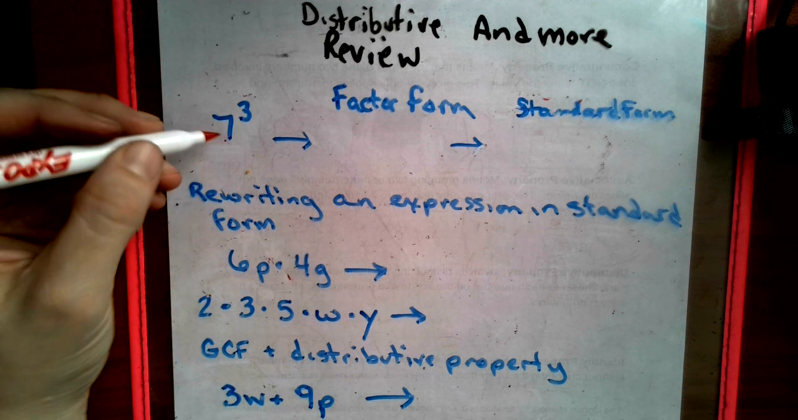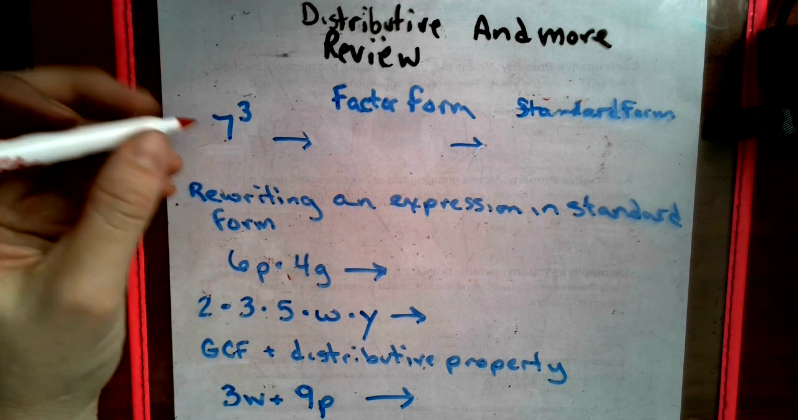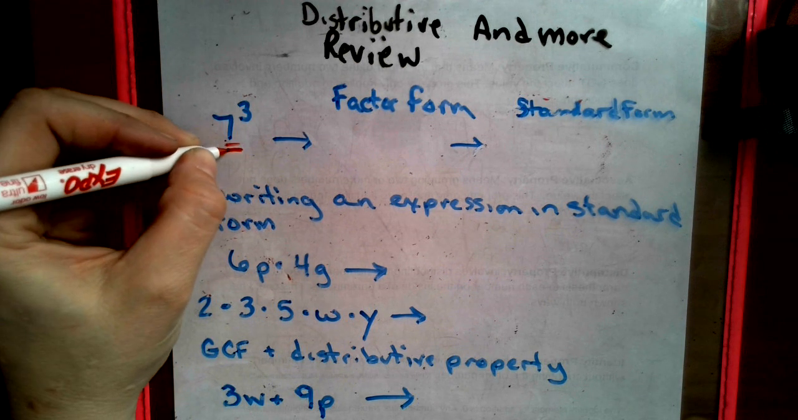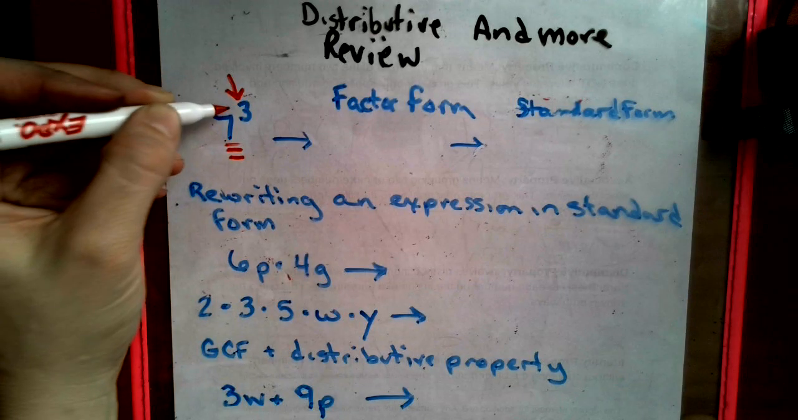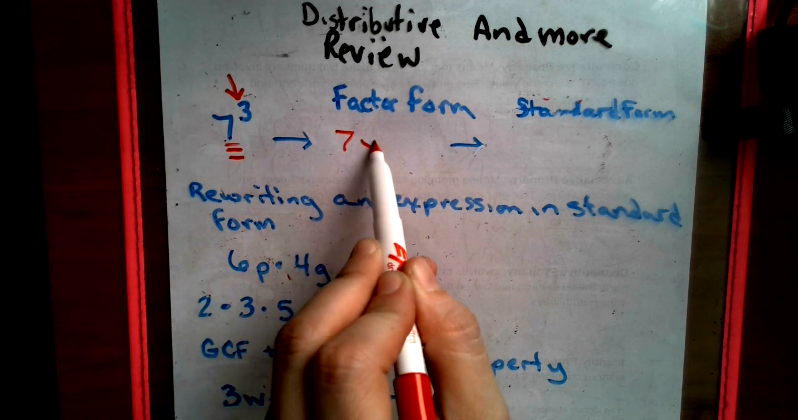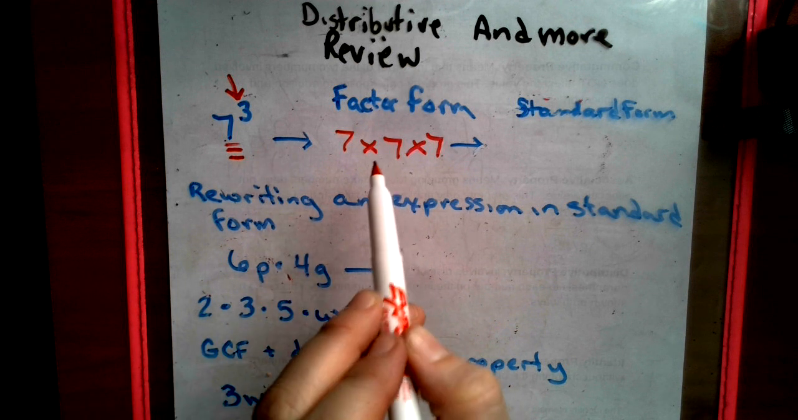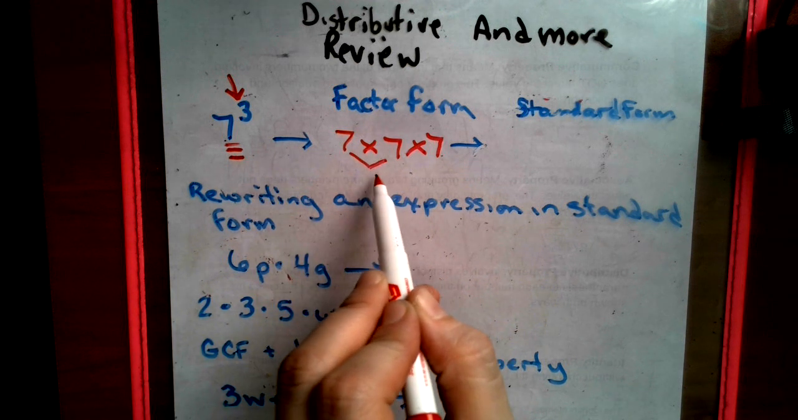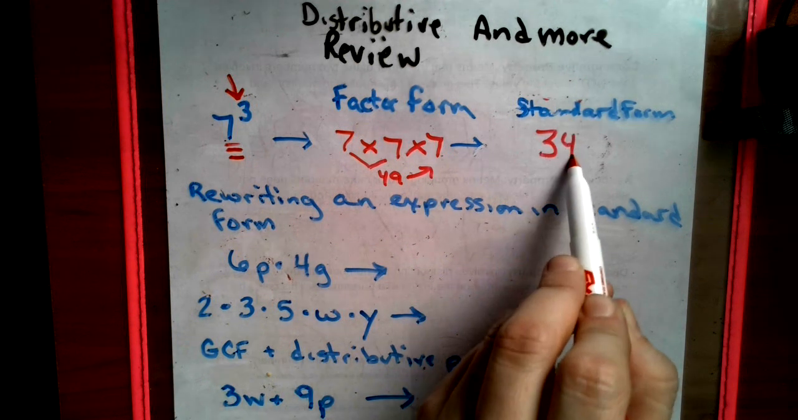So here we go. If we have an exponent of 7 to the third power, we have to take the base number of 7 and write it the exponent number of times. So this is 7 times 7 times 7. Remember, it's a multiplication. So then we do our math. We get 49 times 7, which is 343.